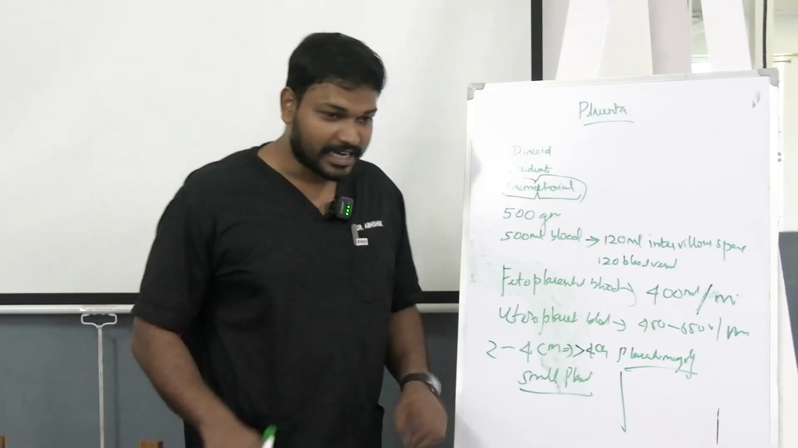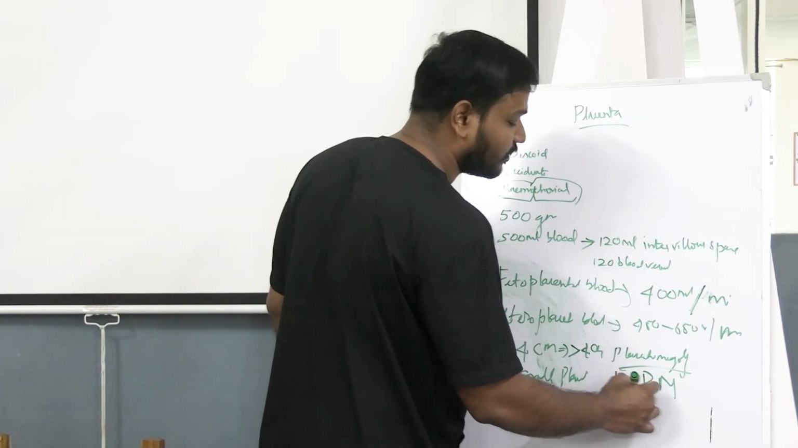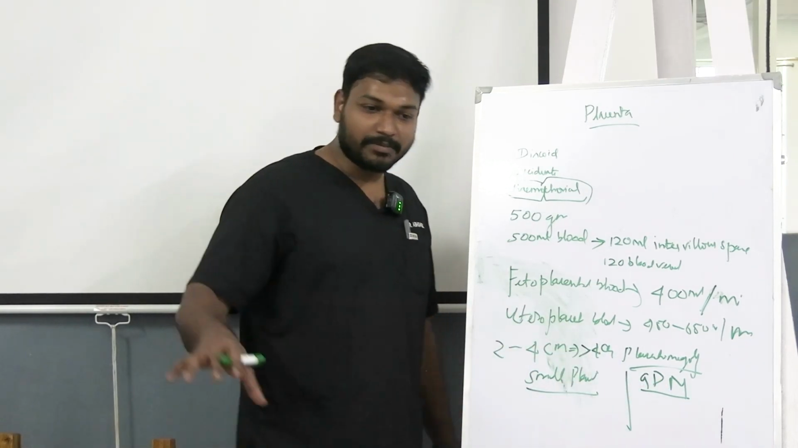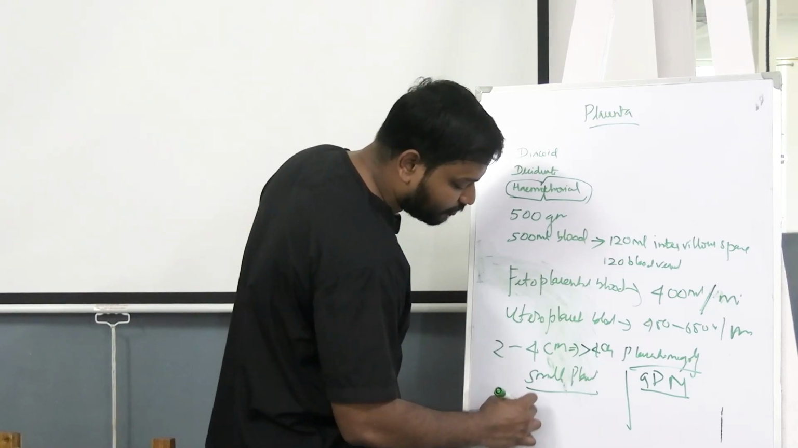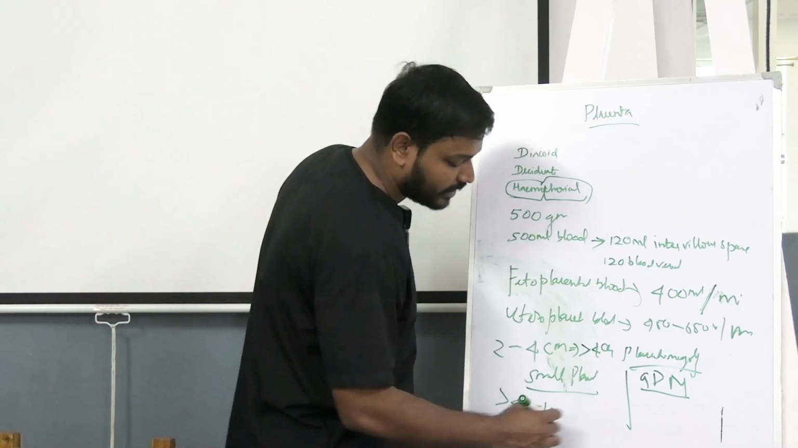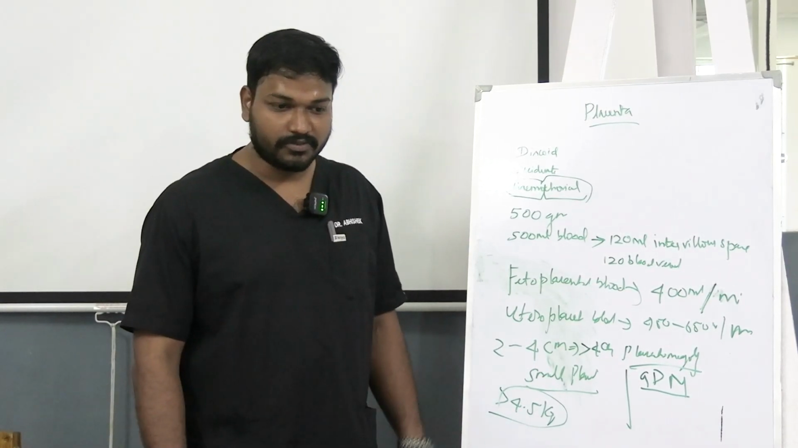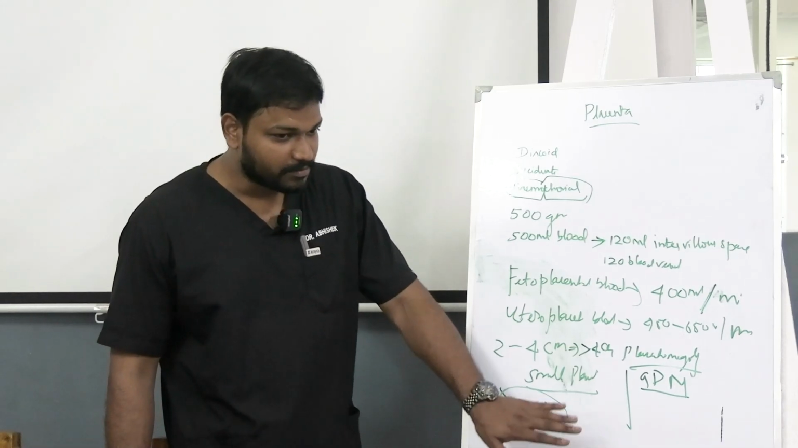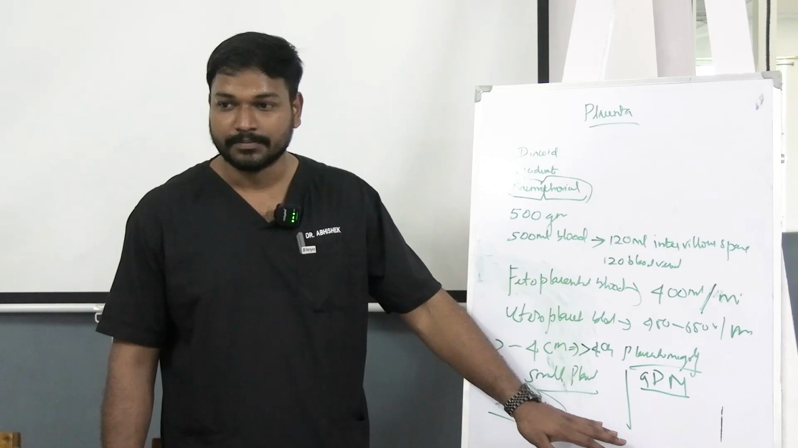So in GDM patients, GDM means gestational diabetes mellitus, we have big baby. We call it a big baby if the baby weight is more than 4.5 kg. In gestational diabetes mellitus, we have a big baby associated with placentomegaly.